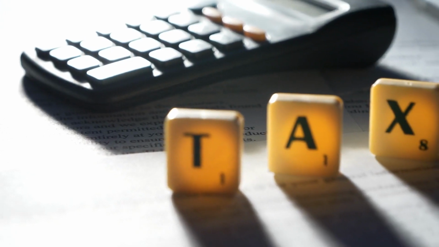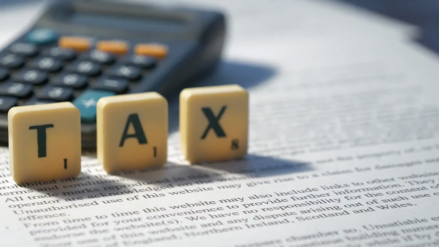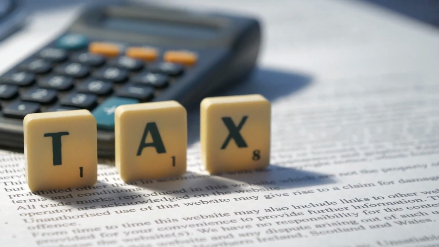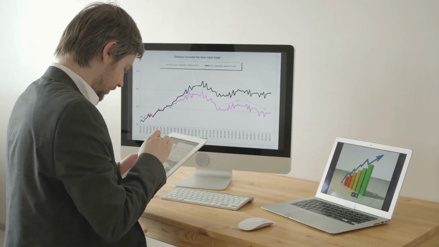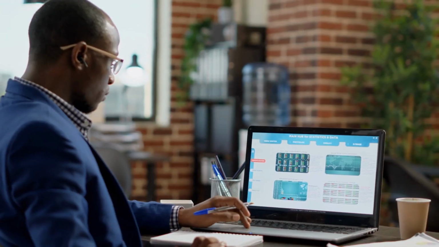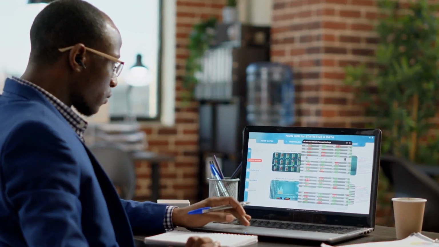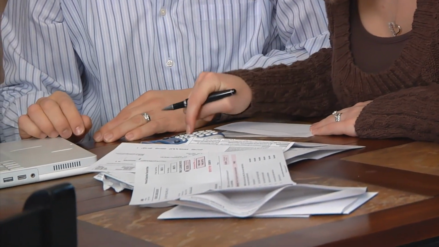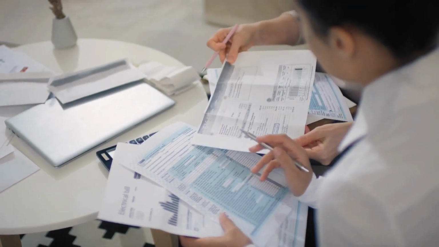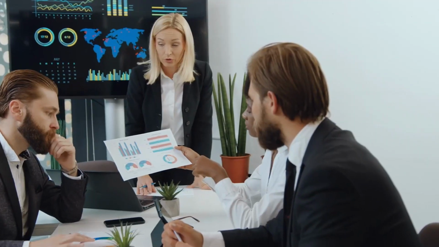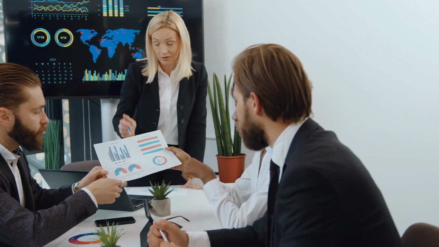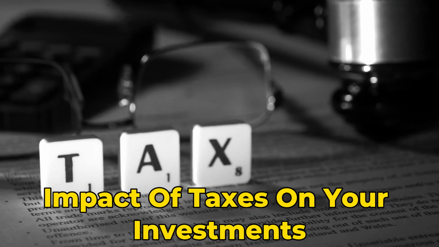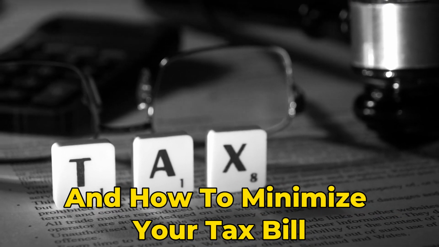Now let's consider what is the impact of taxes on our investments and how can we minimize our tax bill. For individuals, investment income can be a fantastic source of passive income, but it can also result in heavy tax liabilities. In order to keep more of the money you earn, it's crucial to minimize taxes on investment income. In this video, we'll go over the impact of taxes on your investments and how to minimize your tax bill.